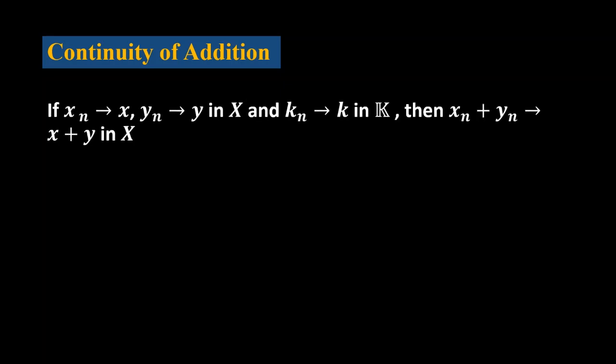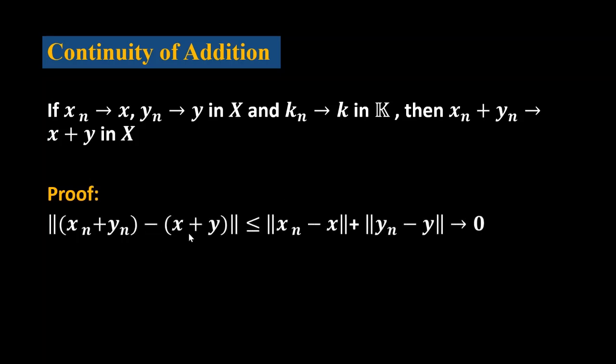Another property of norm is continuity of addition. Suppose we have x_n converges to x and y_n converges to y in X, and also k_n converges to k in K. Then x_n plus y_n converges to x plus y in X. The proof is very simple. If we take norm of (x_n plus y_n minus (x plus y)), which can be written as less than or equal to norm x_n minus x plus norm y_n minus y. We know that x_n converges to x, so norm x_n minus x converges to 0, and also norm y_n minus y converges to 0. That means the total converges to 0, that means x_n plus y_n converges to x plus y.